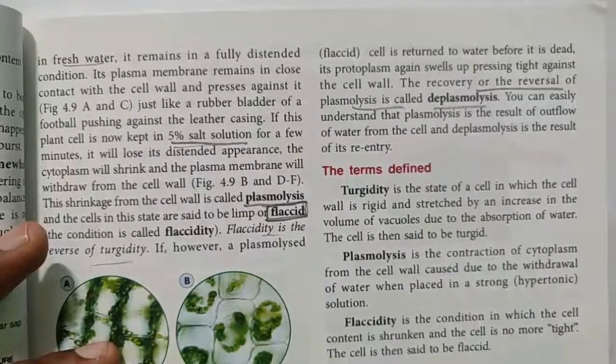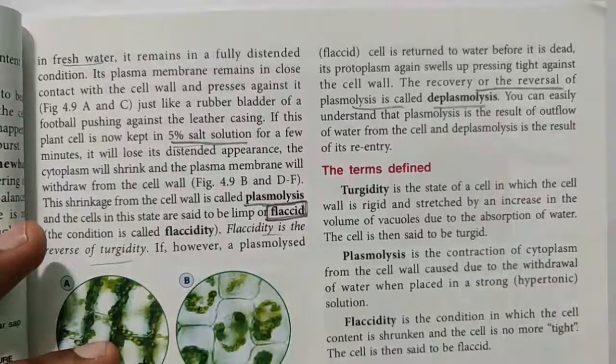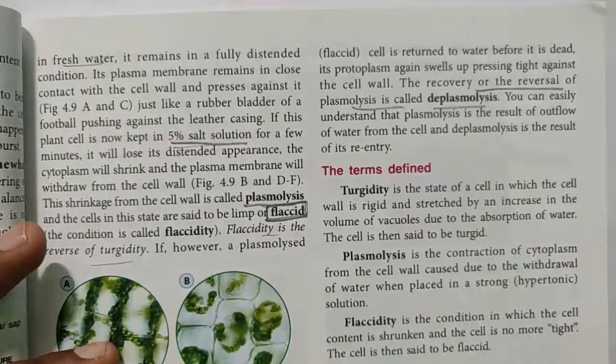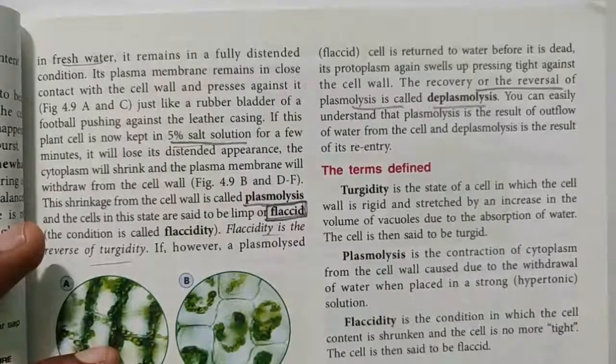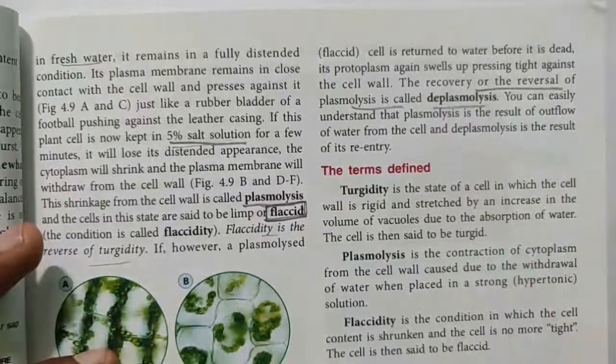The cell will come back to its normal state. Again the cell wall is putting pressure on the cell content, and the cell content is putting pressure on the cell wall. So again it comes back to an equilibrium, or we can say a balanced state, and that process is known as deplasmolysis.